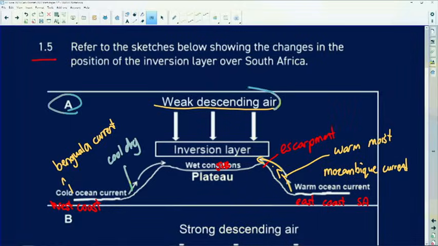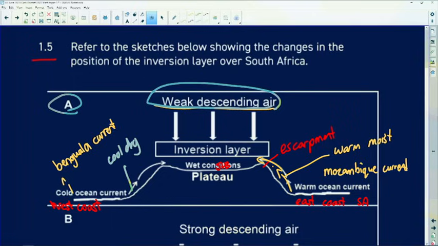So immediately, grade 12s, I can identify this as conditions during summer. Why do we have weak descending air in summer? Because the Kalahari is much higher in altitude. We experience warm temperatures because it's summer. So the Kalahari high, as you can see, is extremely weak. So the inversion is above the escarpment.